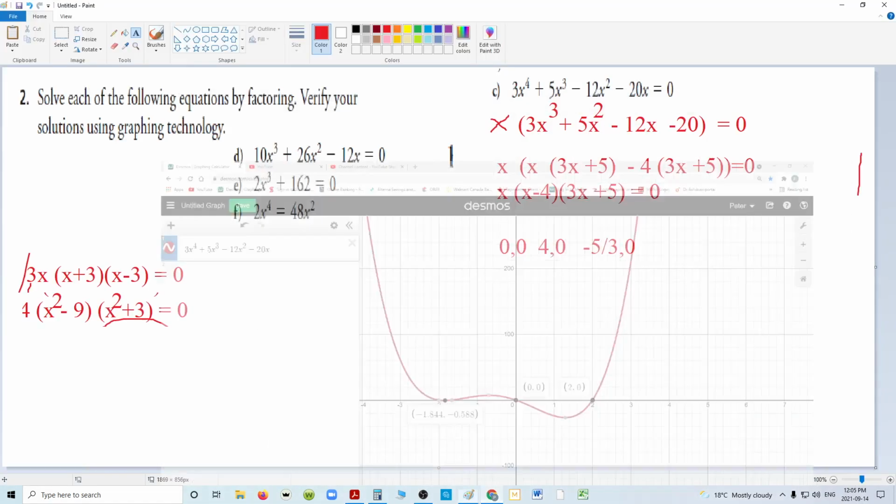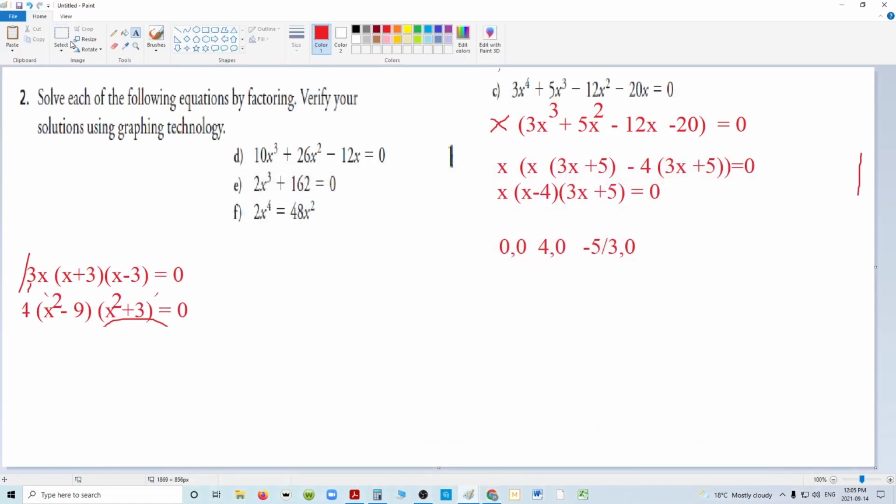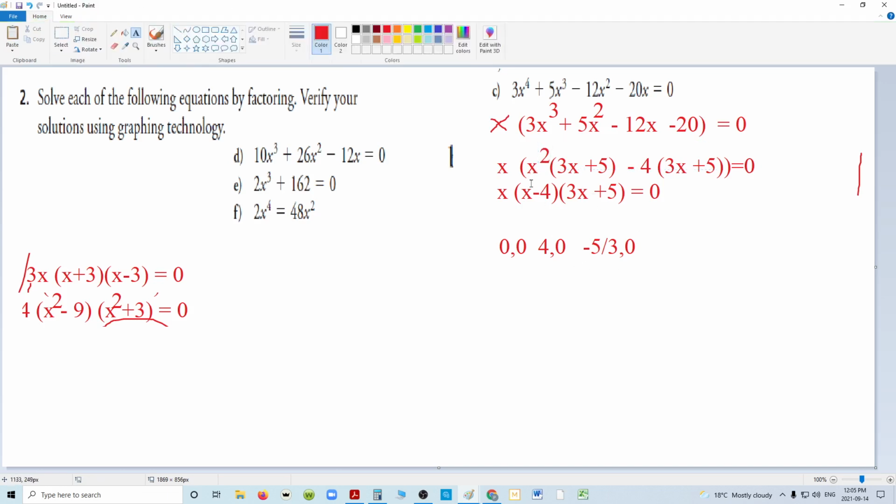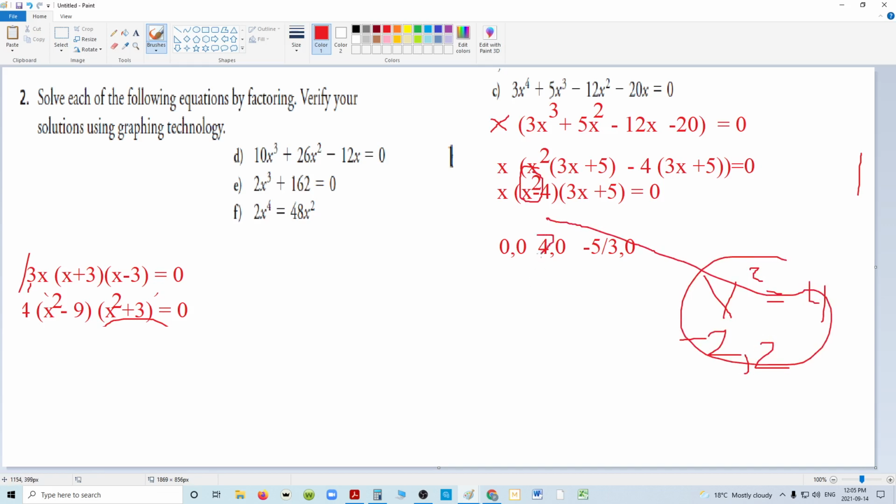Okay, I got to go back and make sure, because I got the wrong answers. Let's start again. When I take x out of this first one, I get 3x squared. No, I got to take x squared out of this one. That's what's going on. Right there, because I got to take x squared out of the first one. X squared is equal to 4, which should have a minus 2 and a 2 right there. So that's 2, 0, and minus 2, 0.